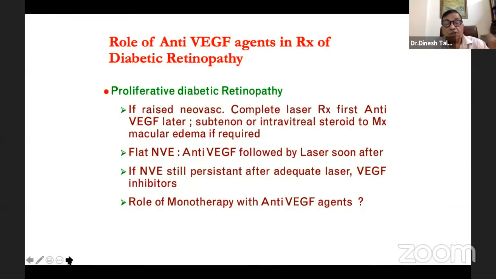So how do we manage PDR cases? How would I like to manage them? If it's raised neovascularization, first give anti-VEGF injections, followed by complete laser therapy. If it's a flat neovascularization, anti-VEGF followed by laser soon after. And if you have neovascularization persistent after adequate laser, you can give VEGF inhibitors.